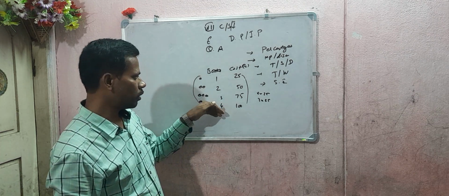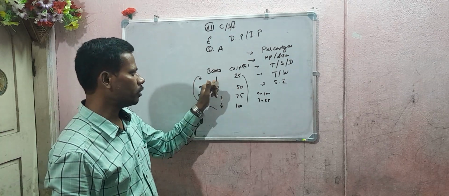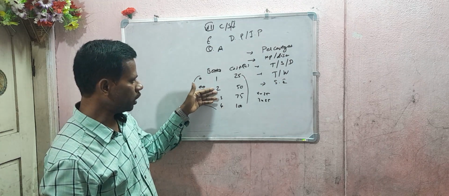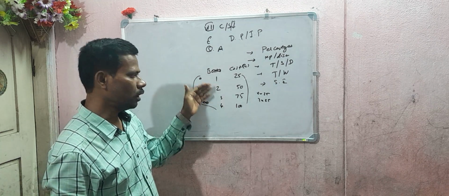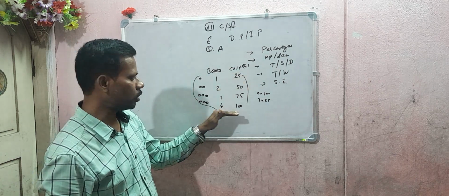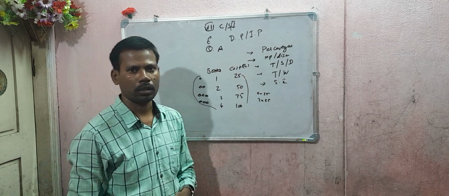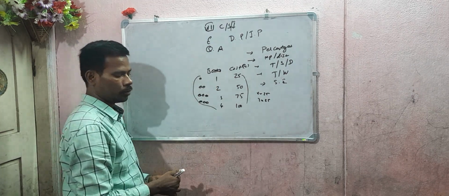Now go back from bottom to top. 4 books 100, 3 books 75, 2 books 50, 1 book 25. As the books are decreasing, the cost is also decreasing. Earlier it was increasing, now decreasing, the cost is also decreasing. You can say vice versa. Next, coming to inverse proportion.